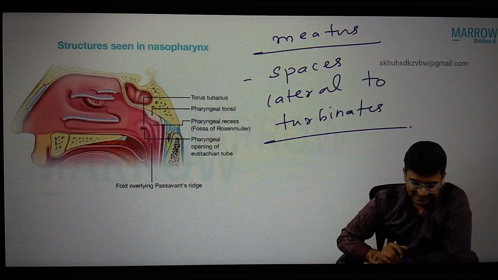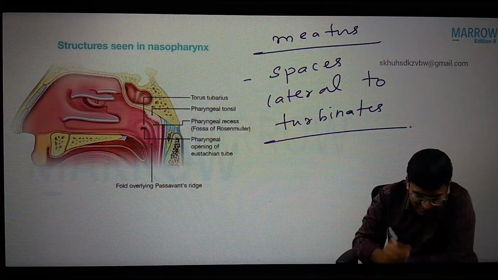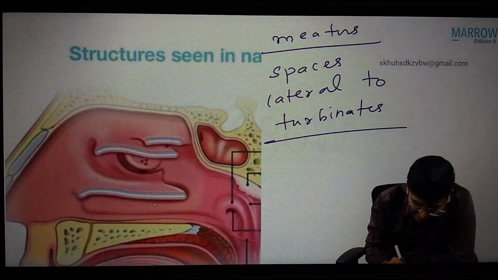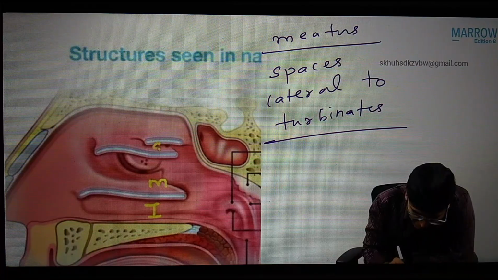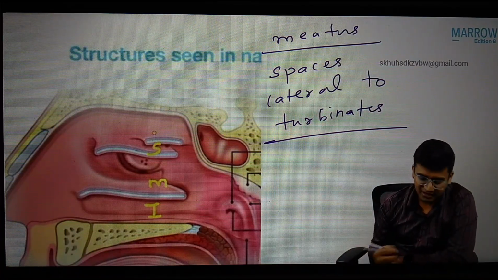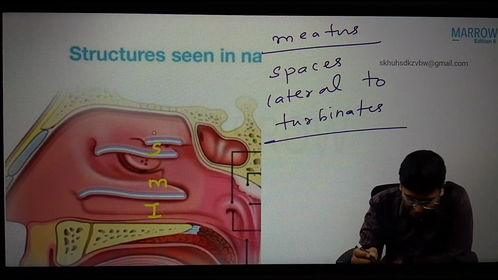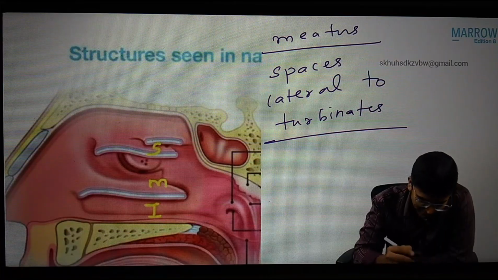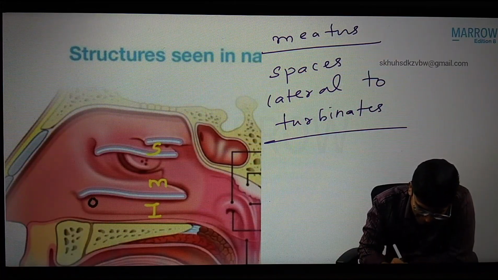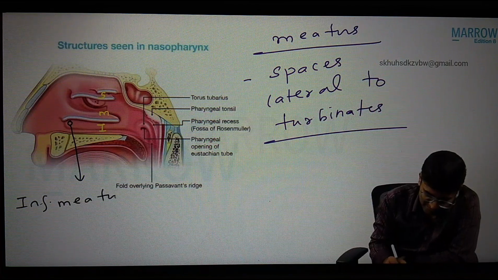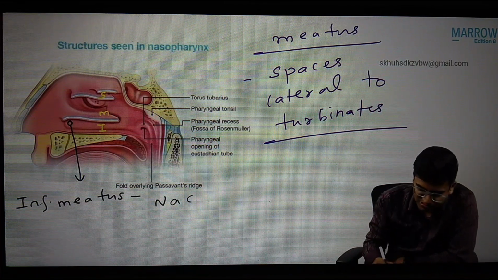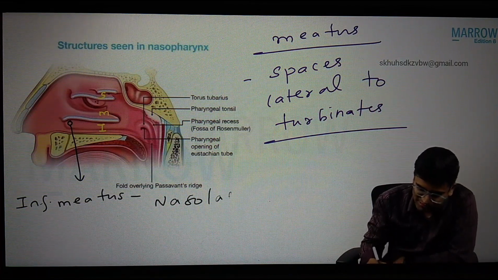Okay, right. So now this is our inferior meatus. I am writing it as I. This is the middle meatus, and this is the superior meatus. In the inferior meatus, the nasolacrimal duct opens here. So the inferior meatus receives the nasolacrimal duct.